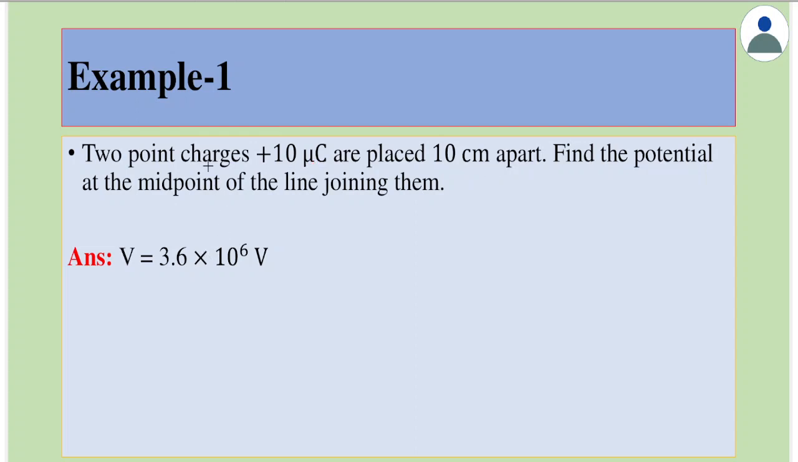So there are two point charges of the same value. The charges are plus 10 microcoulomb, and one more charge here is plus 10 microcoulomb. There is a separation between them. This distance between them is given as 10 centimeter. The question says find the potential at the midpoint of the line joining them.